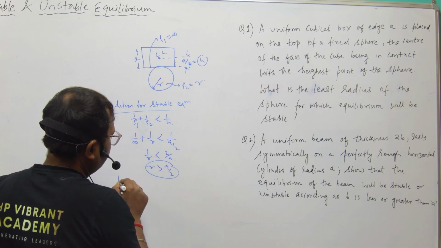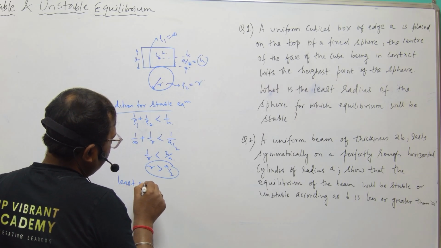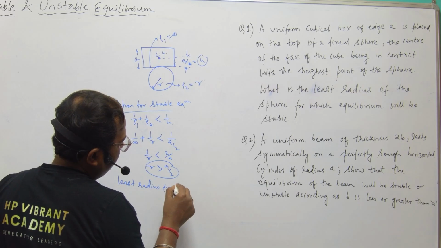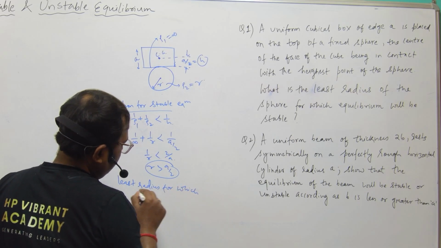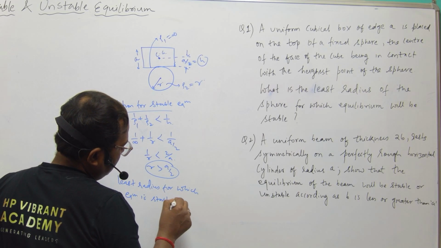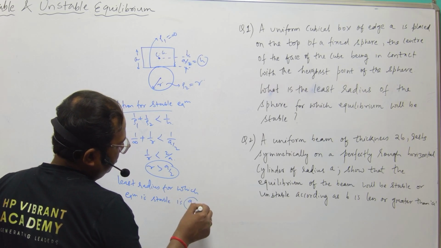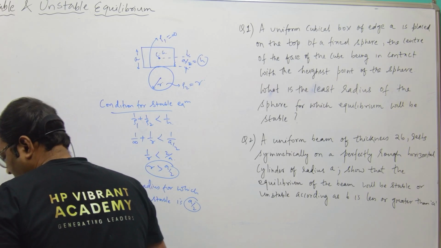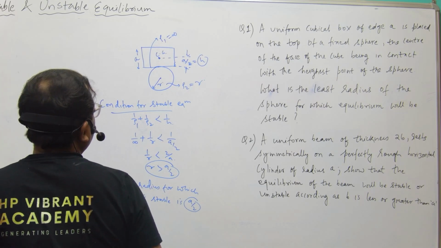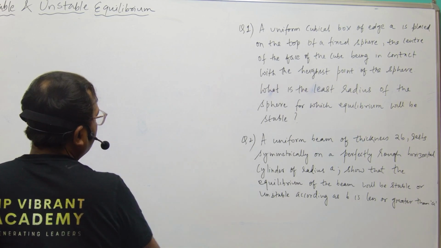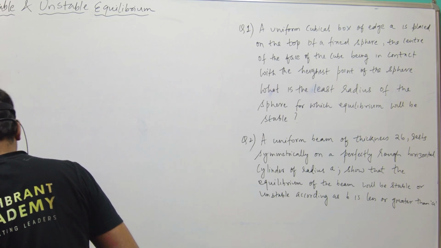So the least radius for which the equilibrium is stable is a upon 2. Okay, now let us discuss question number 2.